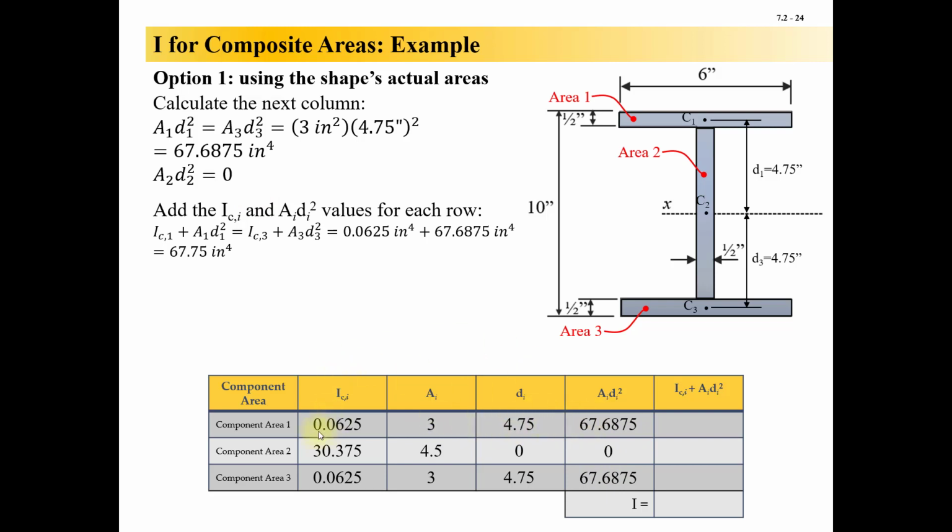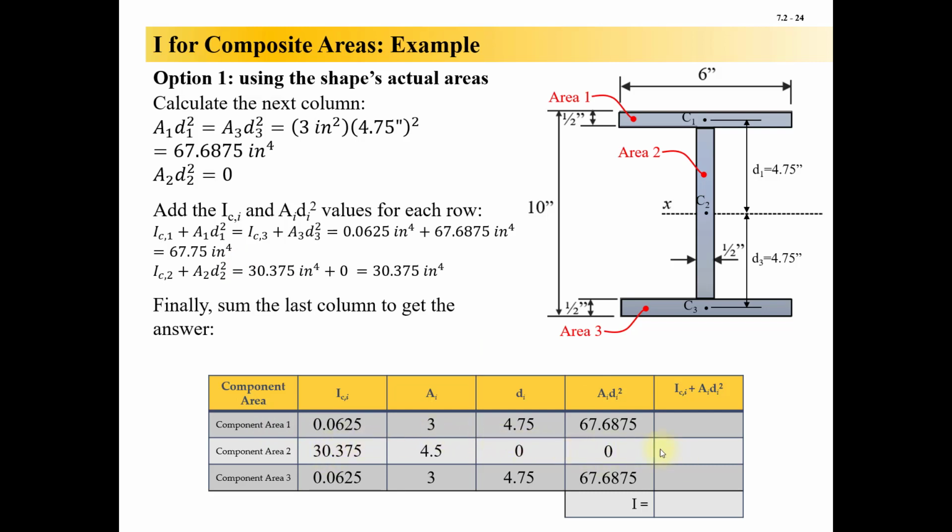Now I'm going to just add 0.0625 to 67.6875. And I'm also going to just carry the 30.375 because that's 0 over there. And I get that last column. And then I just add these three numbers together to get my answer, which is 166 inches to the fourth. That would be the moment of inertia of this overall shape about this x-axis, the centroidal x-axis.